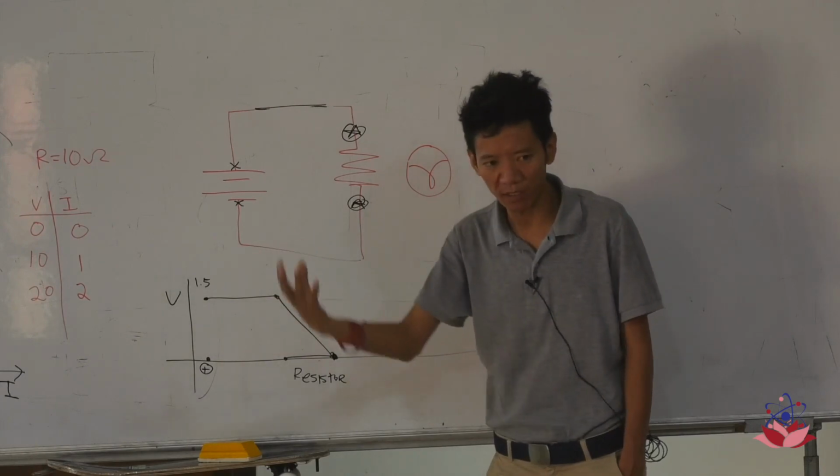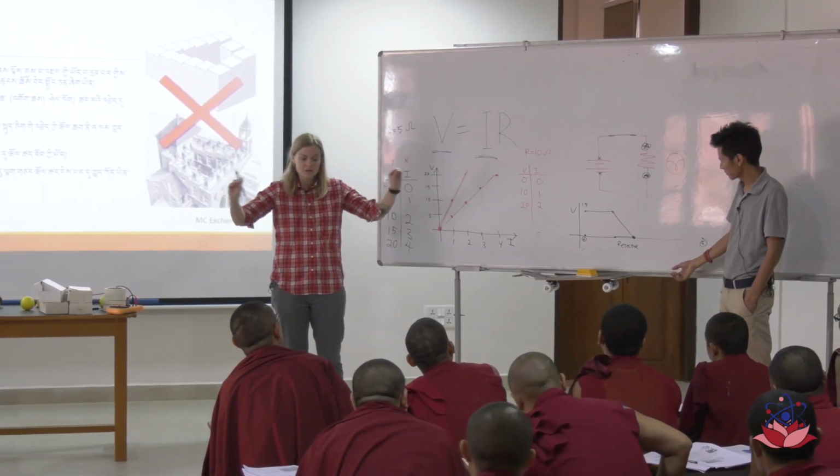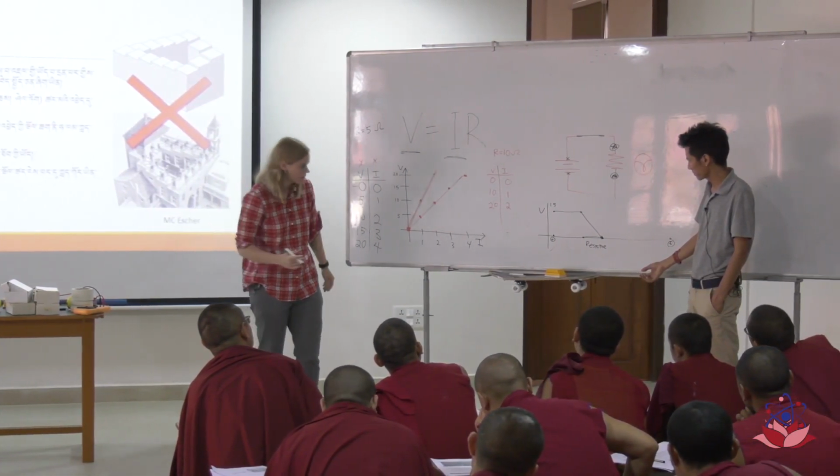The voltage has to drop to 0 somewhere, and since it can't do that over the conducting wire, it does it over the resistor.